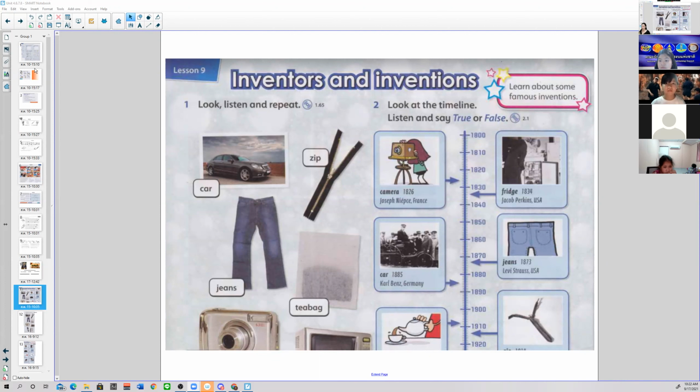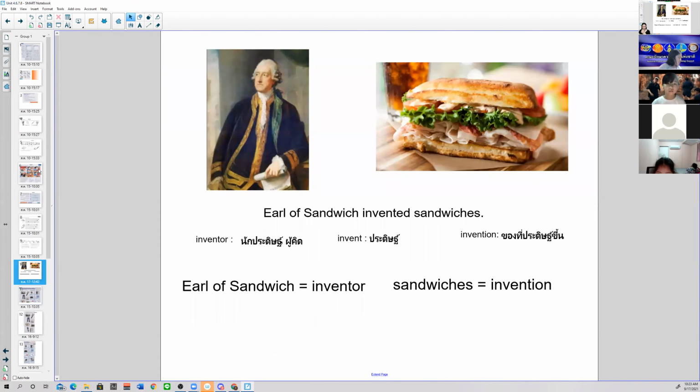Okay, now we started on lesson 9 in the class book, page 36. We have known the words, right? The inventor, invent, and invention. Look at that. That's the Earl of Sandwich, right? He invented sandwiches. So the Earl of Sandwich is an inventor, and the sandwiches is the invention. Understand? That sort of thing.